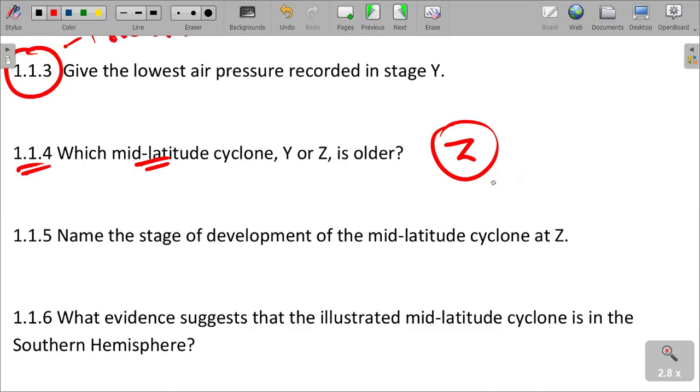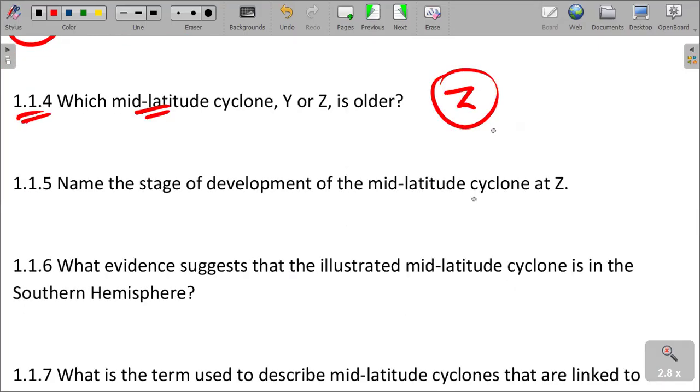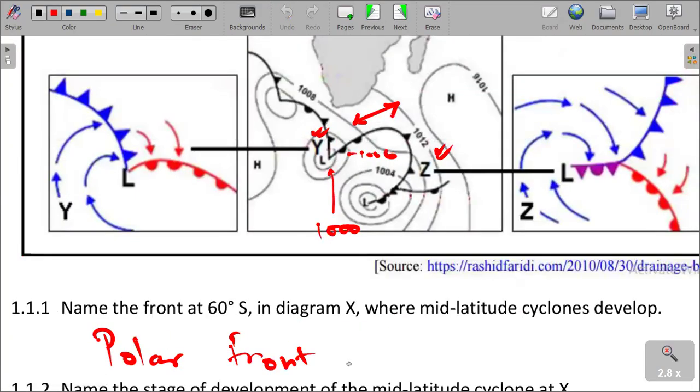And then we go again, we are saying name the stage of development of the mid-latitude cyclone at Z. You can see that at Z there is the upliftment of air in the atmosphere. We have also got the occluded front that is showing that all the warm air has been taken up into the atmosphere.